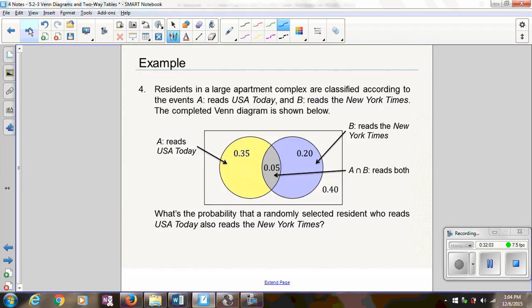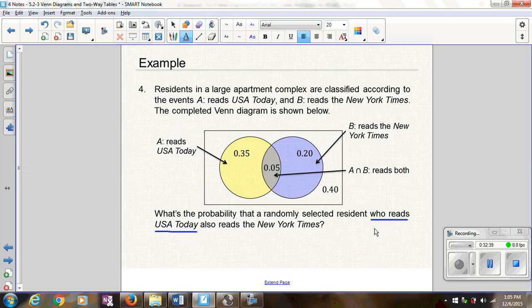Here's another example, and we're going back to the example with the residents in the apartment complex. We're going to say that event A represents reading USA Today, and event B represents reading the New York Times. And the completed Venn diagram is below, and notice that we've even used the symbols, so the overlap would be A and B, and that means that they read both. So what's the probability that a randomly selected resident who reads USA Today also reads the New York Times? So this part here where we're talking about who reads USA Today, that's given information. So that's our given. What we're trying to find is the probability that they also read the New York Times.